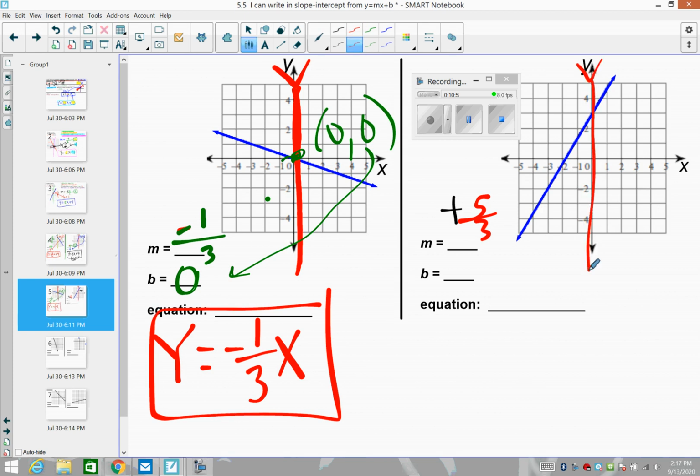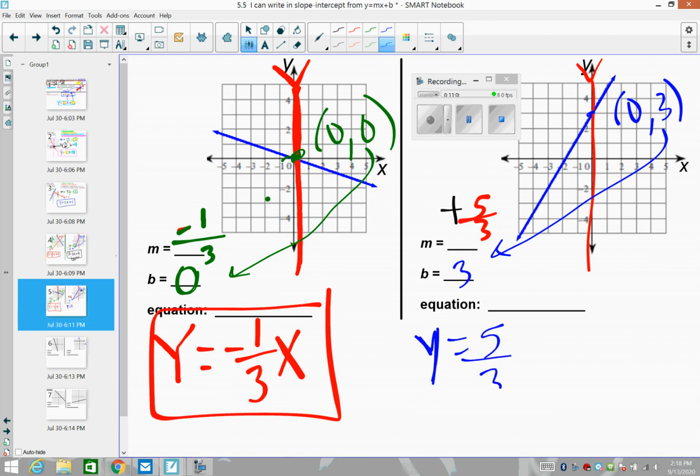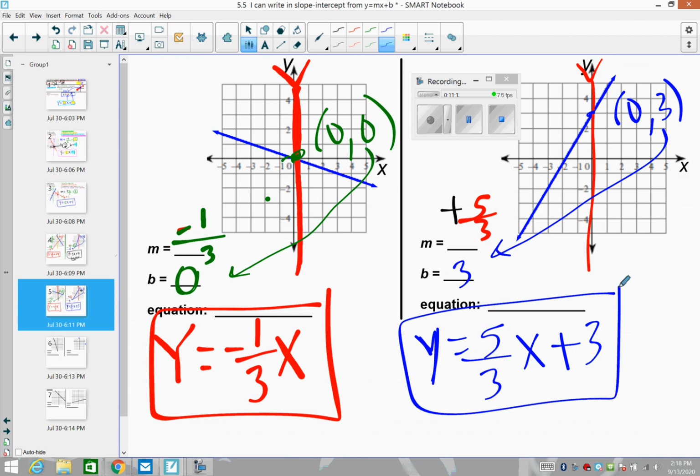Drive it down. Cool. The y-intercept then would be located here at (0, 3). The b value there is 3. So the equation you should have gotten is y equals 5/3 x plus 3. Check your work, give yourself a star if you got it.